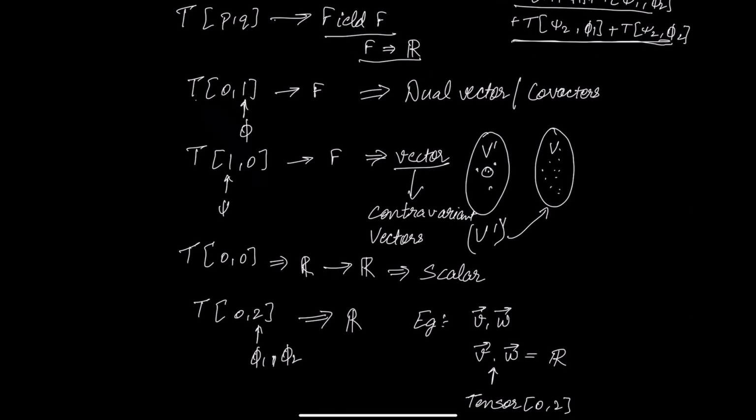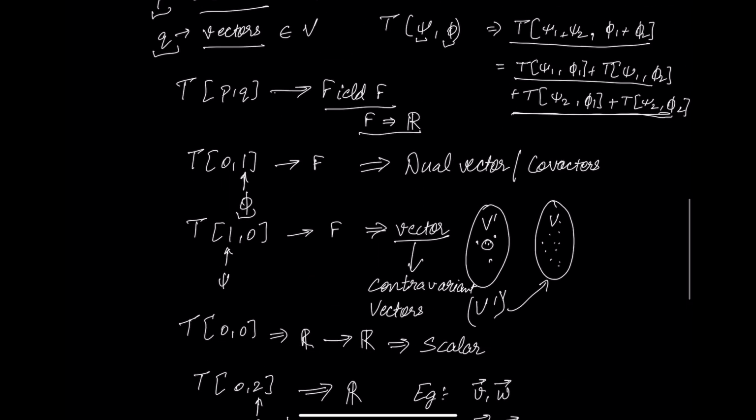Now I would ask you, what is a tensor of type 0, comma 1? So a tensor of type 0, comma 1 will take one vector. Now this vector is from vector space and maps it to field. Now I would like to remind you that we were looking at linear functionals.